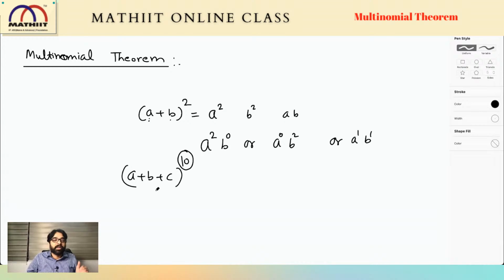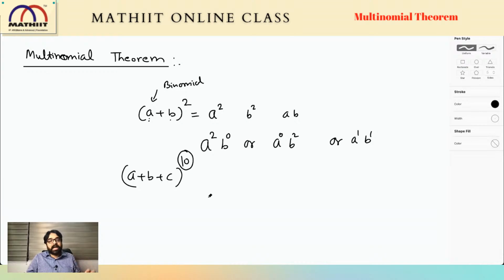Multinomial theorem means, if the bracket contains more than two terms. This is called the binomial. This comes in the category of binomial. The name itself is saying there are two terms. No? Bi means two terms. Multi means more than two terms. This is the multinomial. A plus B plus C plus D or maybe E. So many terms can happen.